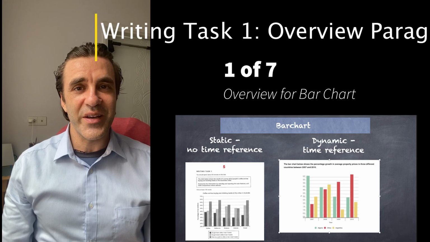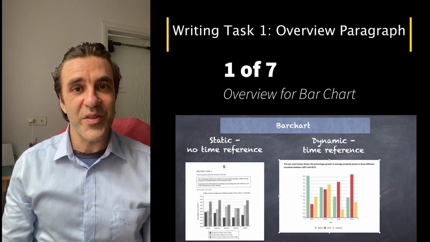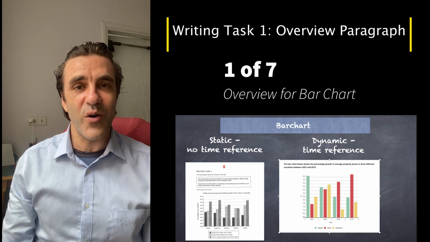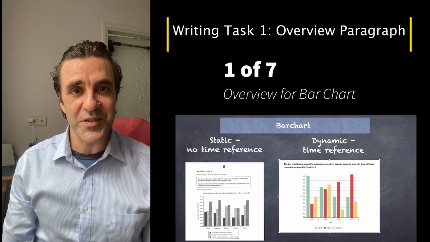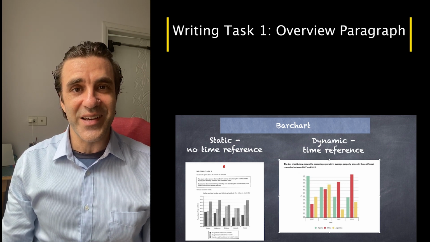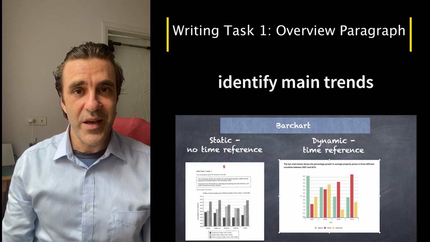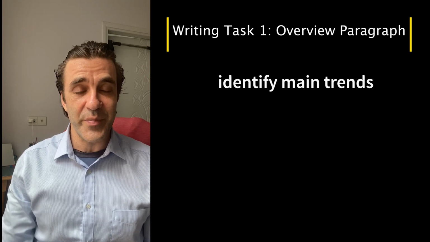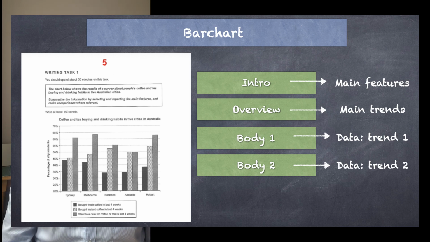Today, we are going to be looking at IELTS Writing Task 1, the bar chart. Specifically, this series will be looking at the overview paragraph for Writing Task 1. The overview is a really important part where you're going to be identifying the main trends, and these trends are then going to be the main sentences for your body paragraphs, where you'll be sharing details and making the comparisons to complete your essay. So it's really important.